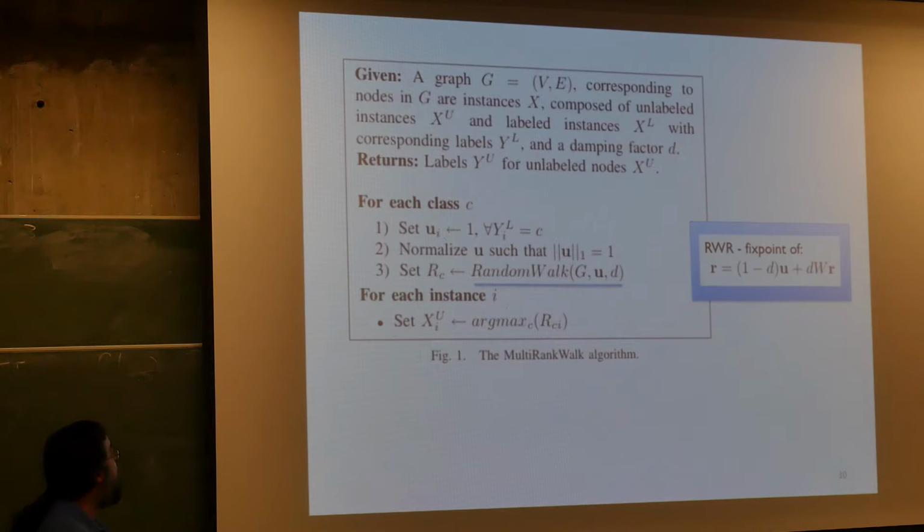So we do this random walk, we do that for every class, and then to classify things, we just see which seed vector it's closest to. All right, so super simple idea.